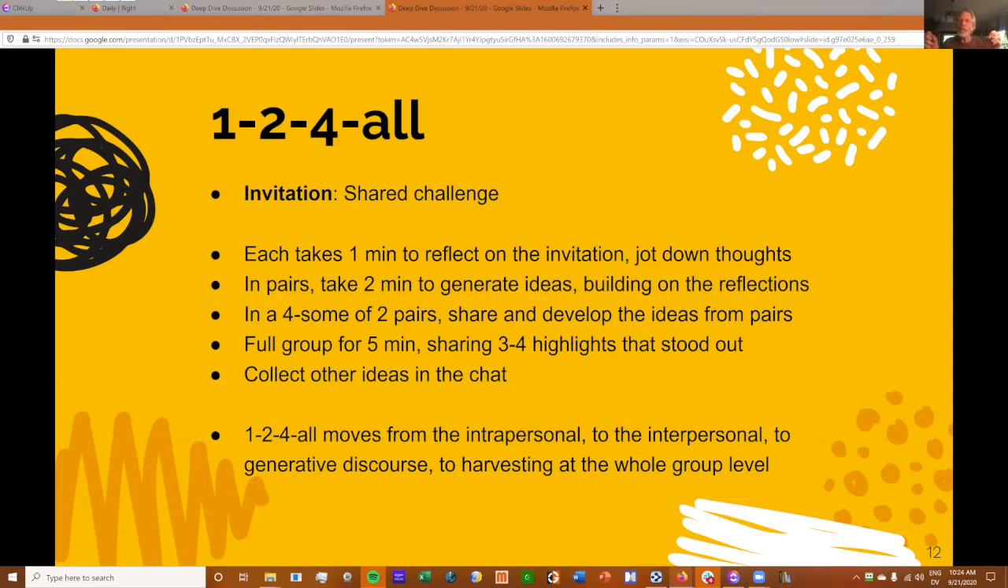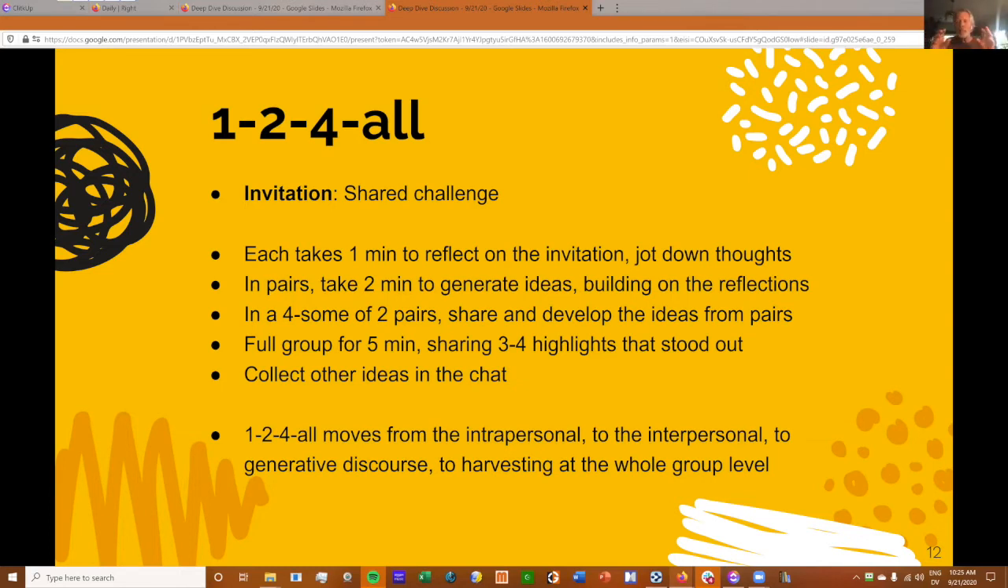And then the pairs go into foursomes. In the foursomes, you're starting to share amongst the four of you and develop the ideas. So you've gone from the individual reflection to putting it out there in a pair to starting to build on it generatively. And then you come back to the full group for 5 minutes and just pick out the stuff that was surprising. It's not a report back. It's trying to capture some of the highlights that stood out.